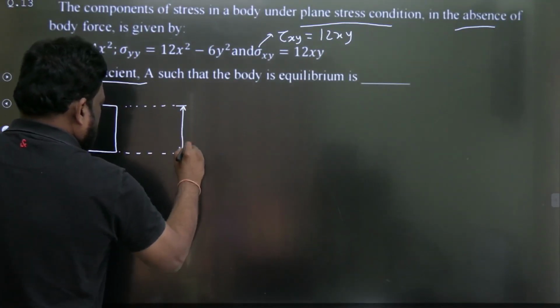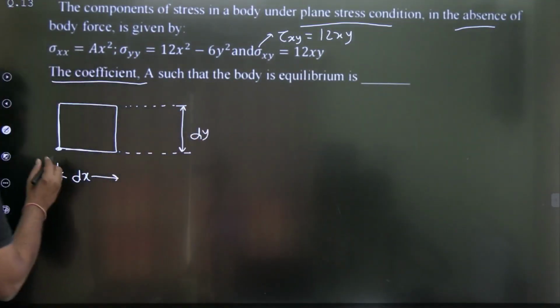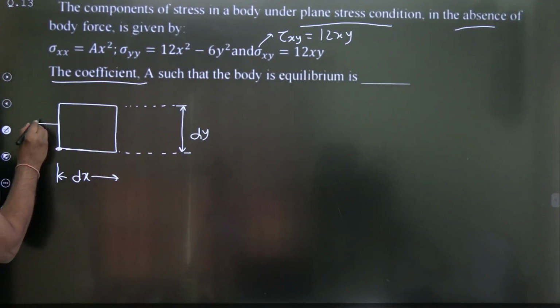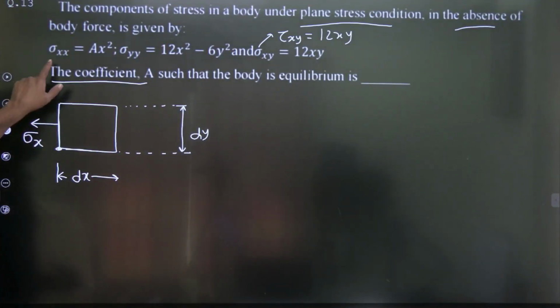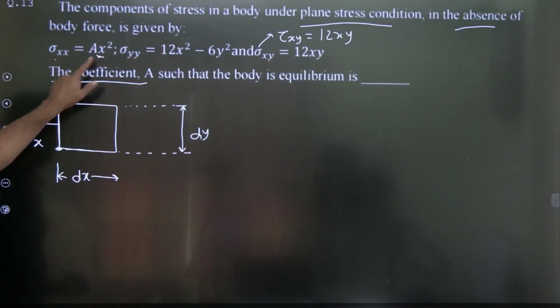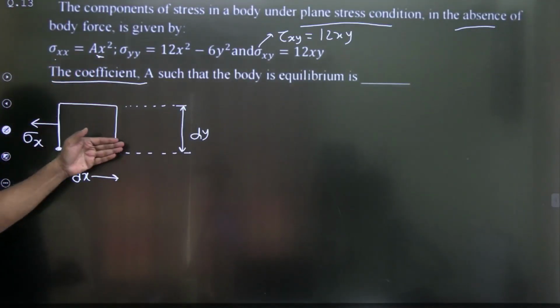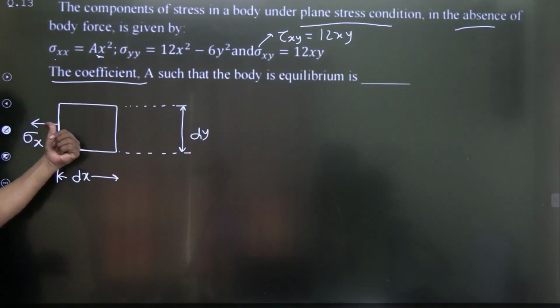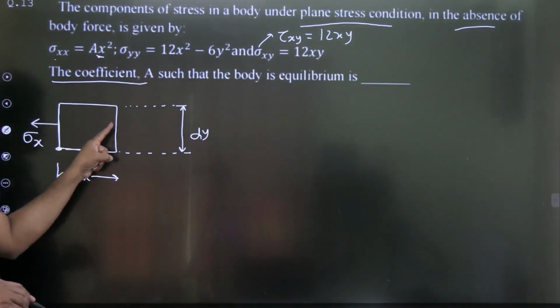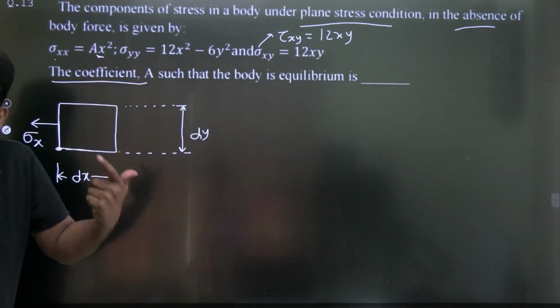Let this be dy. Now, imagine the stress to be sigma x here. But please note down that this stress is a function of x. X is varying in this direction. So if it is sigma x here, it's not sigma x here. It is a variable stress.